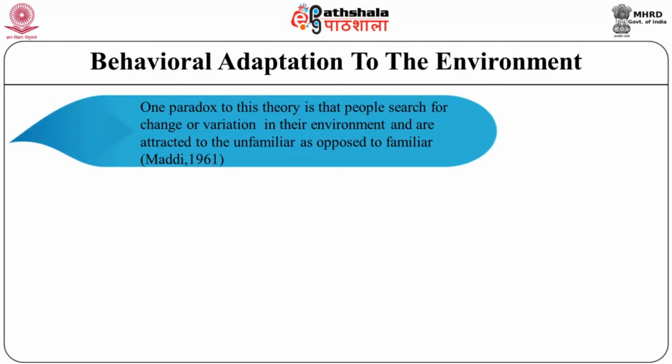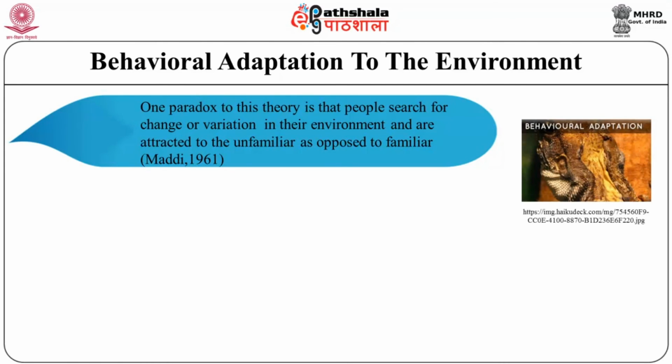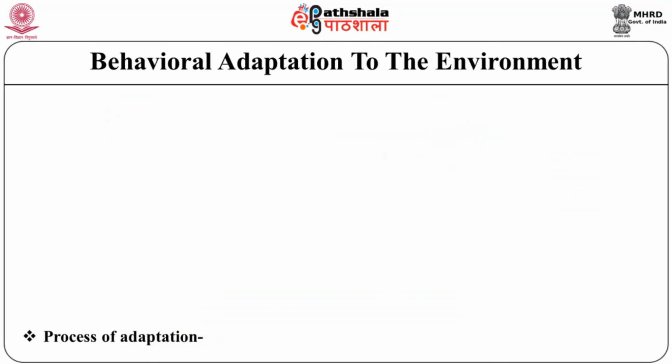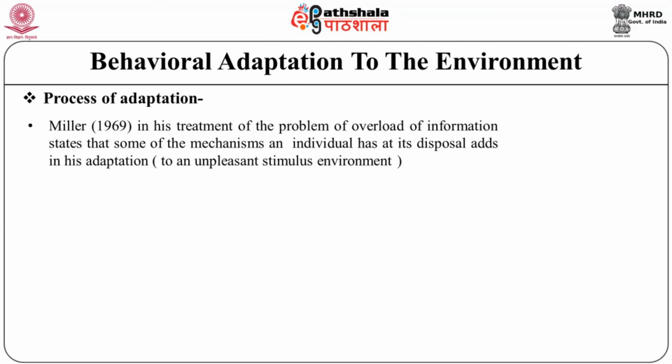One paradox to this theory is that people search for change or variation in their environment and are attracted to the unfamiliar as opposed to the familiar. Now let us understand the process of adaptation. Some of the mechanisms the individual has at its disposal to aid in his adaptation to an unpleasant stimulus environment are given by Miller in 1969 in his treatment of the problem of overload of information.